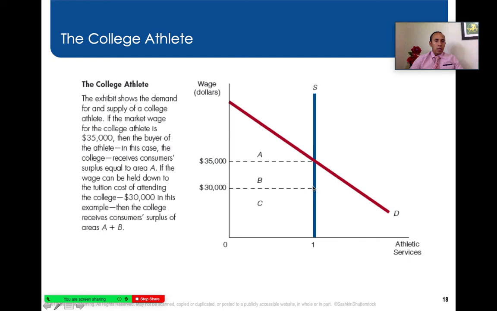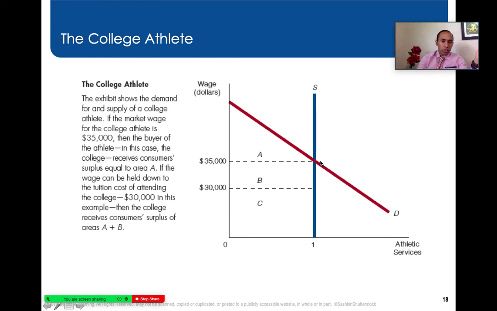In this case, the college receives a benefit of contracting the athlete. So this area is going to be quite interesting. If the market wage is illustrated in the vertical axis at $30,000, $35,000 and growing, and the market wage for the athlete is $35,000, then you have an equilibrium point where the university demands the athlete, and there's one athlete that is willing to go, and this athlete gets $35,000 to perform.